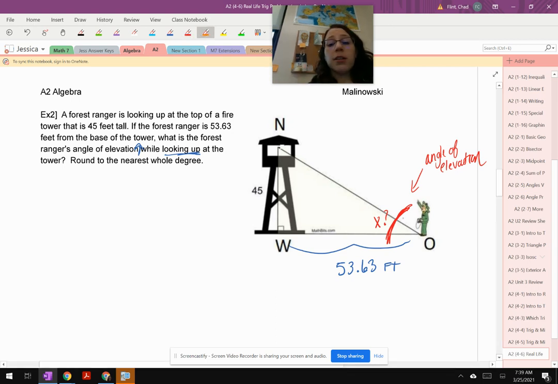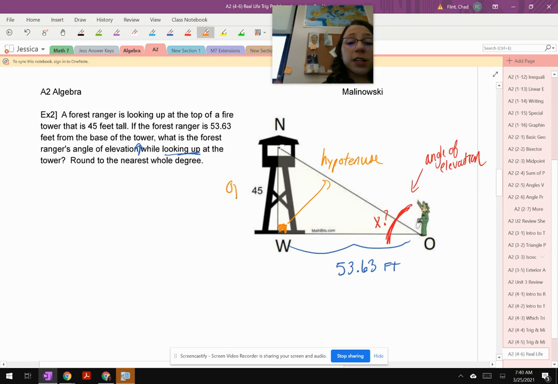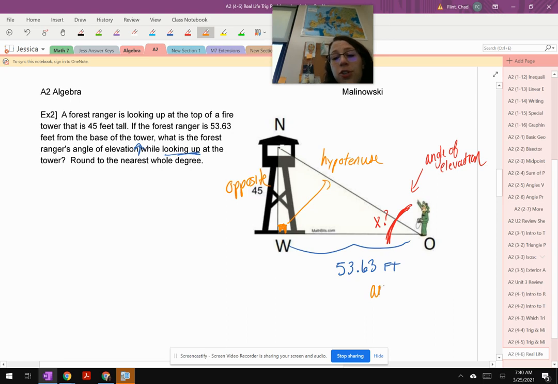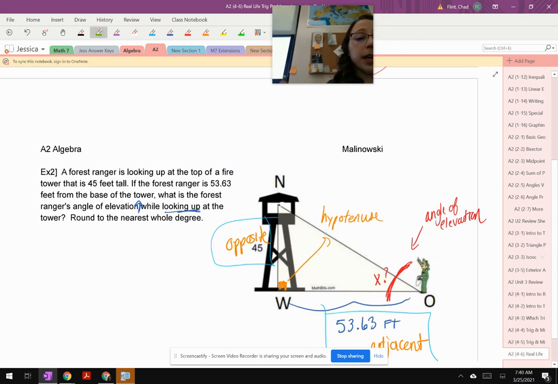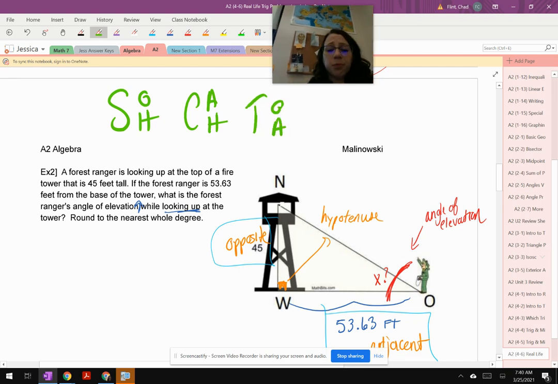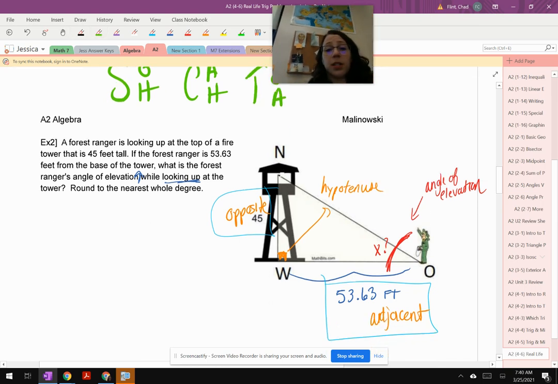So just like we've been practicing, from this, here's my right angle. So that means this side is my hypotenuse. From my angle of elevation that I'm missing, that I'm looking for, the 45 is opposite that, leaving this 53 to be adjacent. All right, so looking at what I have to work with, I have opposite and I have adjacent to work with. So going back to my handy dandy acronym, SOH CAH TOA, which one uses opposite and adjacent?